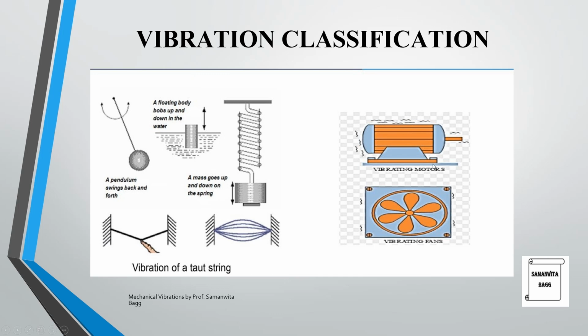Here, if you see, a vibrating motor is continuously given some electric power and hence it is moving with the help of an external source, and this is an example of forced vibration. The same explanation holds for vibrating fans.